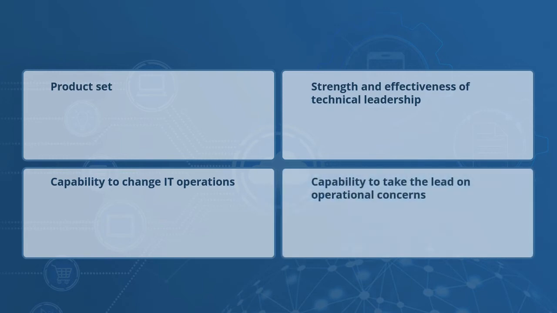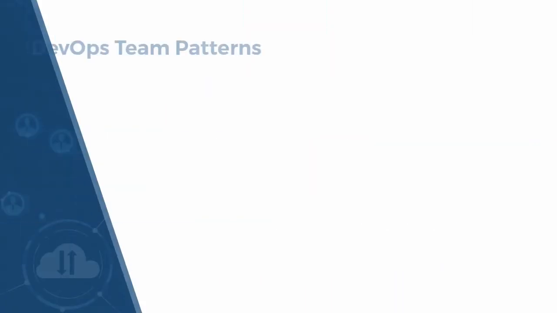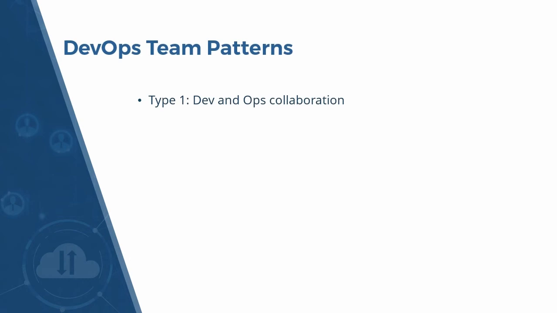Finally, we need to enable the capability to take the lead on operational concerns, whether the organization has the capacity or skills to take the lead on operational concerns or not. We need to identify the gap, and we need to ensure that they are part of the team structure. There are various patterns which can be utilized in order to define a DevOps team. Let's go through certain DevOps team patterns.